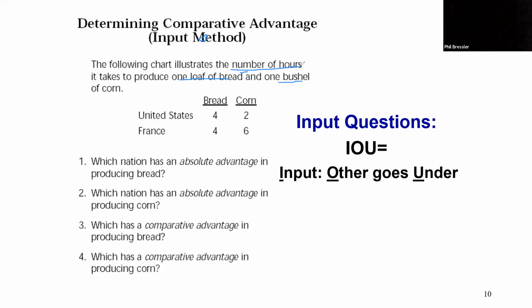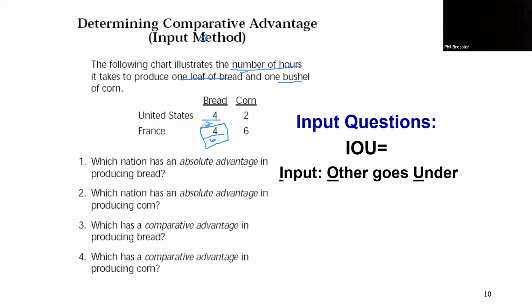Now, question 3, which has the comparative advantage in producing bread? Right. I'm going to do the United States. What's the other product? Corn. I'm going to put it under. So it's 4/2. For France, what's the other, corn? I'm going to put it under. Right. 4/6 is smaller than 4/2. France has bread.